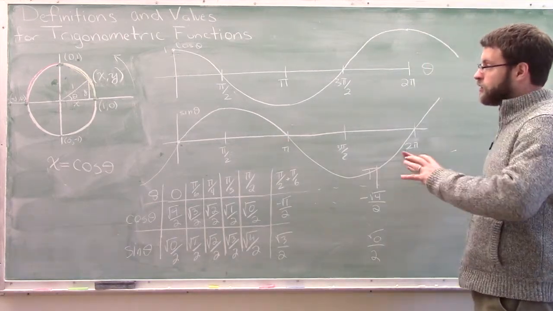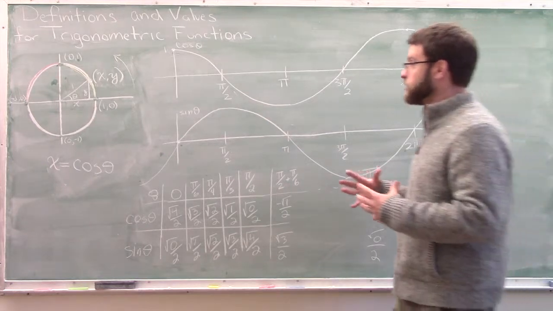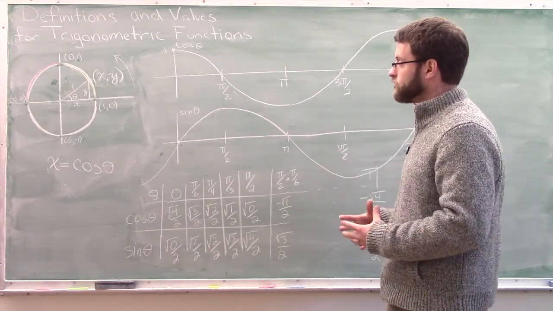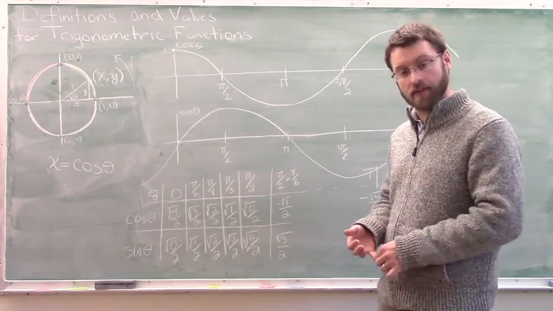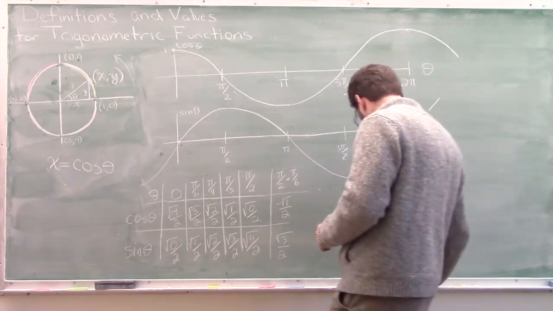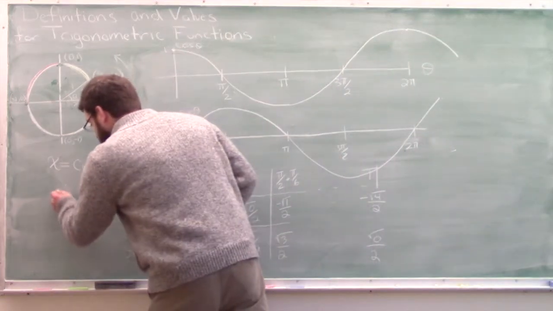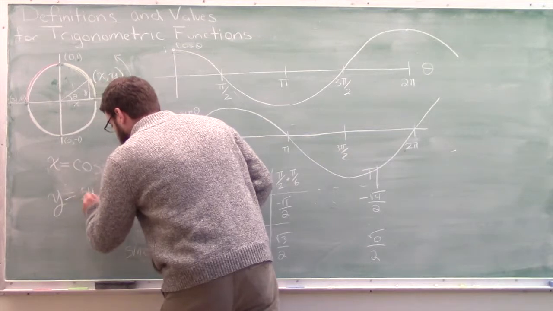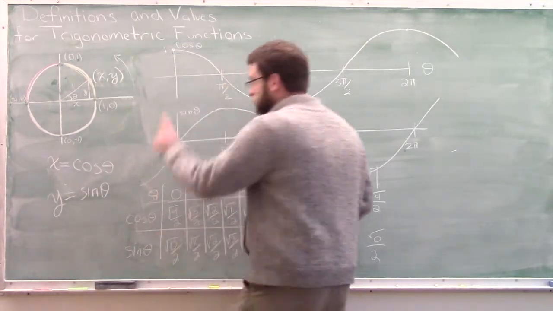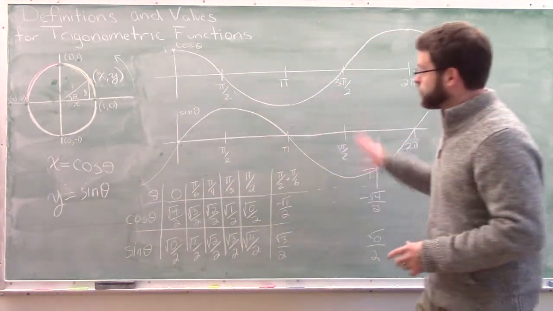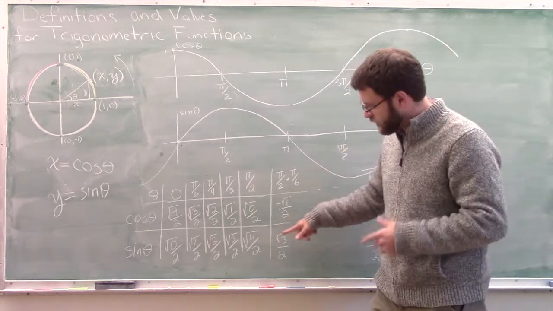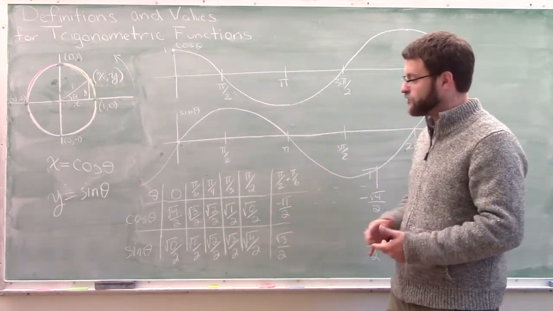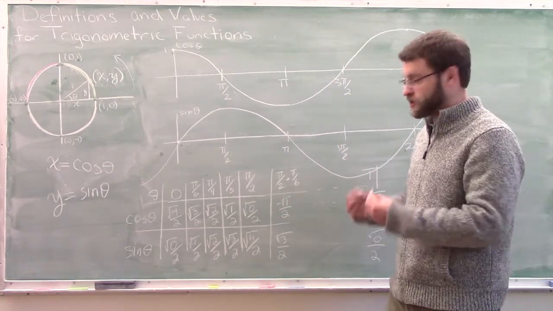So that basically covers what I wanted to talk about in this introductory video, just reminding you of the definitions of the cosine and the sine, right? How they're connected to the unit circle, and what their graphs look like, and a special way to extract the values of these functions at the special angles.